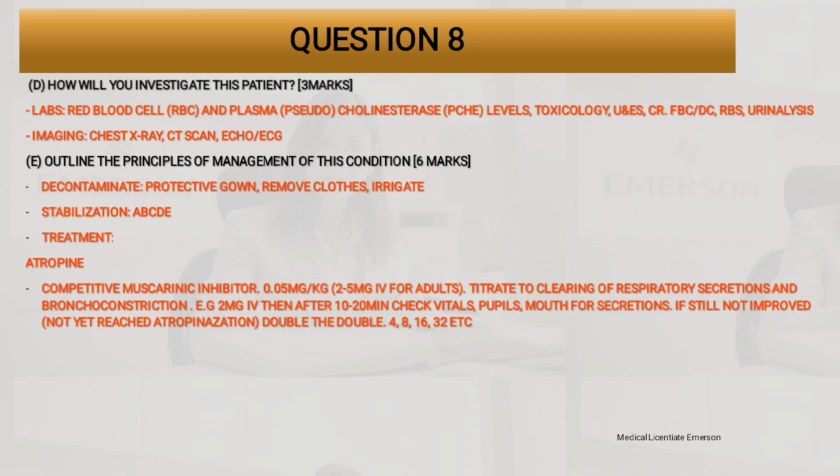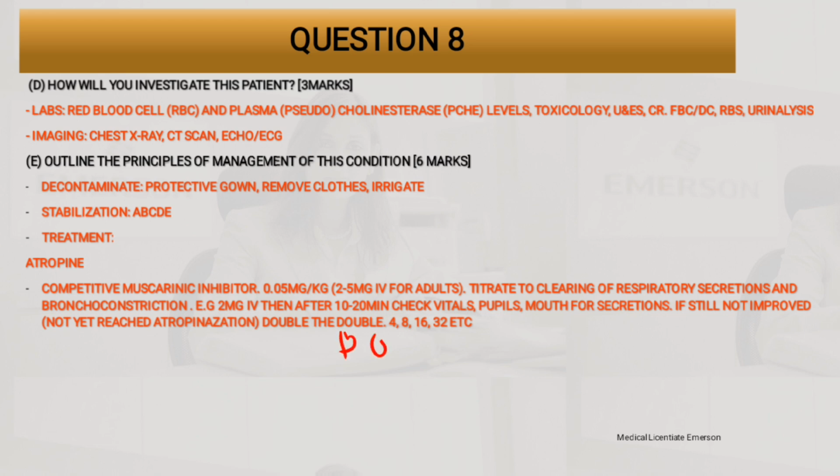So if you are giving a fluid, at least you have noticed to say I've given the treatment to the patient. We have to titrate to clearing the respiratory secretions and bronchoconstriction. For example, an adult comes, and you give them 2 milligrams IV. Then after 10 to 20 minutes, you check vital signs, pupils and mouth for secretions. If still not improved or not yet reached atropinization, you can double the dose.